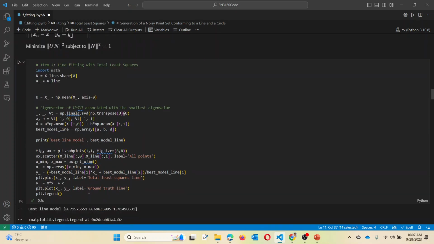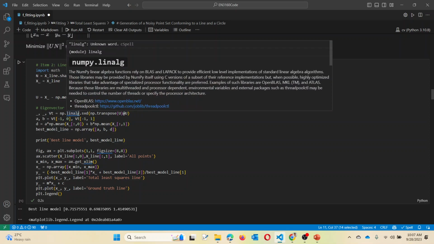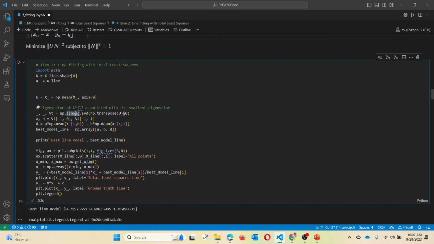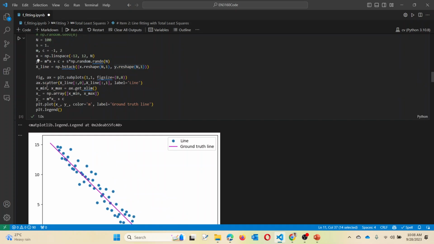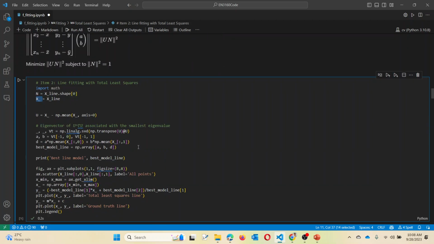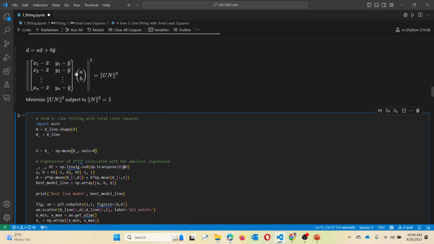In order to do that, I have already imported what is needed. There's no problem with that. To construct U, I had to take X that we have constructed as X line. That means the horizontal concatenation of x values and y values. And from that, we subtract the mean of that, that means the mean along the vertically downward direction. Then we obtain this matrix, that's U.